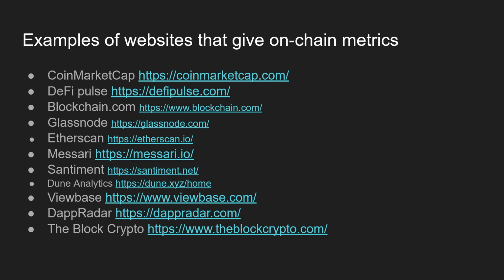Now, there are a lot of websites and tools that we can use to get solid, verifiable on-chain metrics. Here's just a list of some examples that we at FAL Consulting have found useful and reliable. This does not mean it's the only list. There may be more sources.